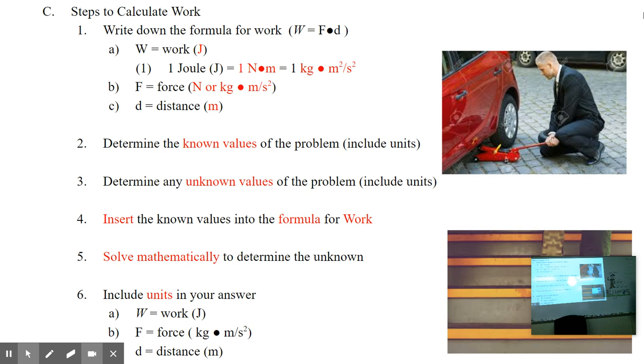So you will then determine the known values, determine the unknown values, insert the known values into the formula for work, solve them mathematically for whatever you're trying to solve for, and don't forget your units.